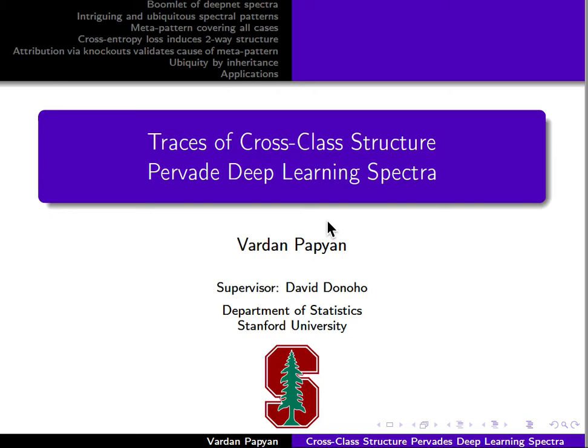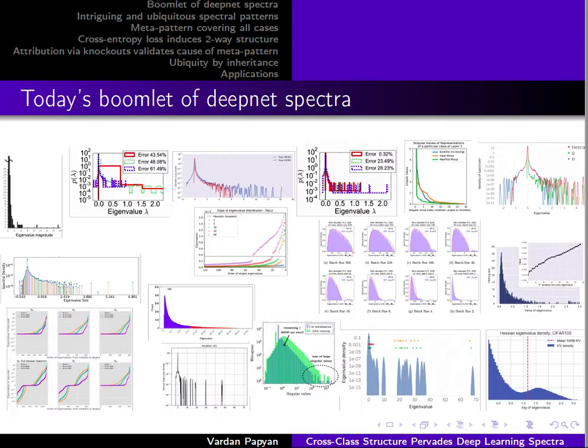I'm going to talk today about traces of cross-class structure which pervade deep learning spectra. So recently there was a small boom, or a boomlet, if you will, of different researchers measuring deep net spectra, meaning eigenvalues of different quantities in deep learning. And here you can see a small collage of all the different measurements which were made in the last year.